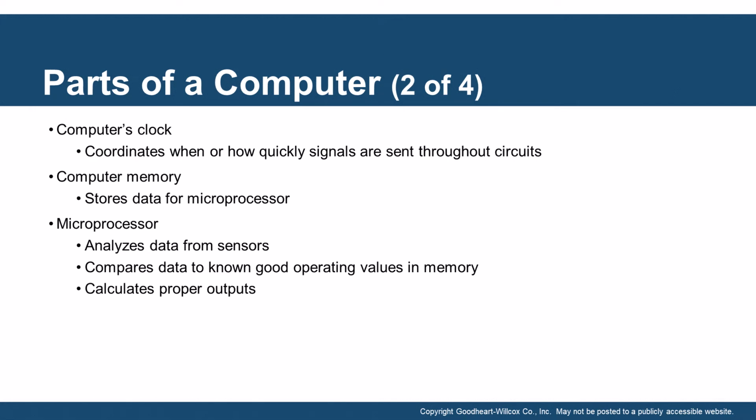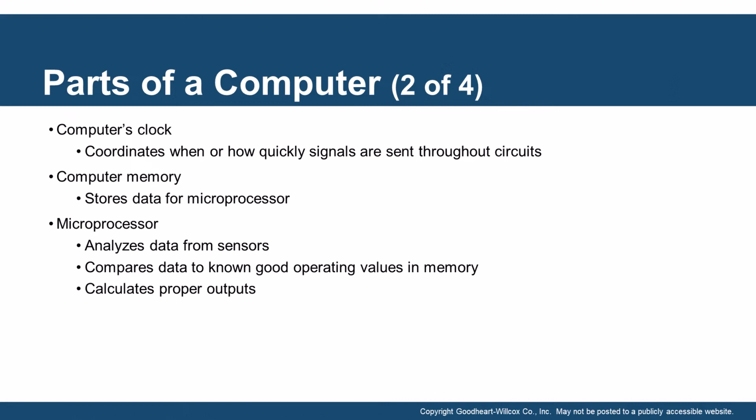Every computer has to have some kind of clock, and that coordinates, right, exactly how signals are sent through circuits. That keeps everything in sync. Then there's computer memory that stores the data for the microprocessor, sometimes referred to as RAM, right? And then there's volatile and non-volatile memories that we need to be aware of.